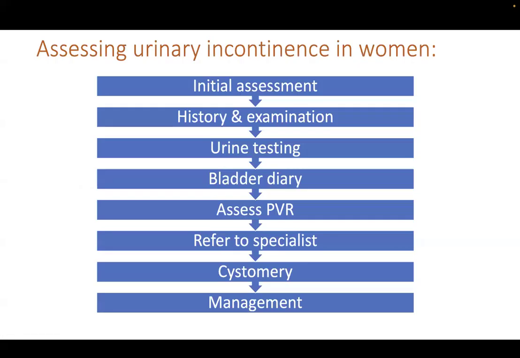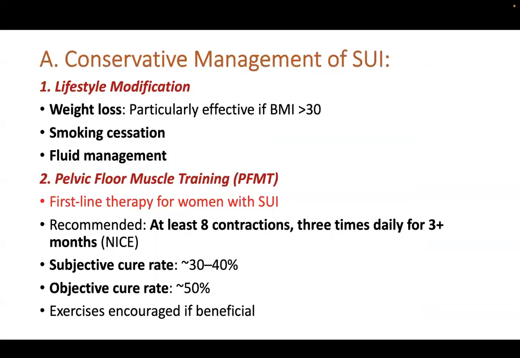So this is the summary of what we have discussed till now. How we will assess a patient with urinary incontinence. The initial assessment includes history and examination. Then we will do urine testing, then bladder diary, then assess PVR, post-void residue, and refer the patient for specialist according to their finding, and if required, cystometry, uroflowmetry, and finally the management. Very much important for exam.